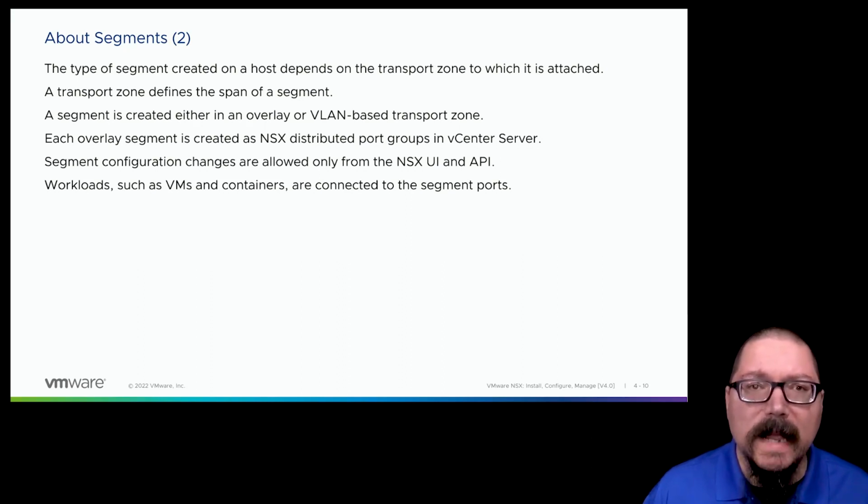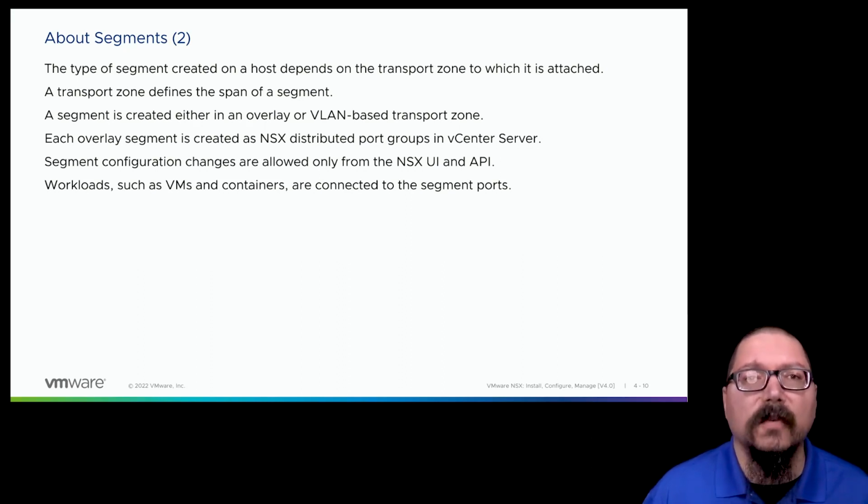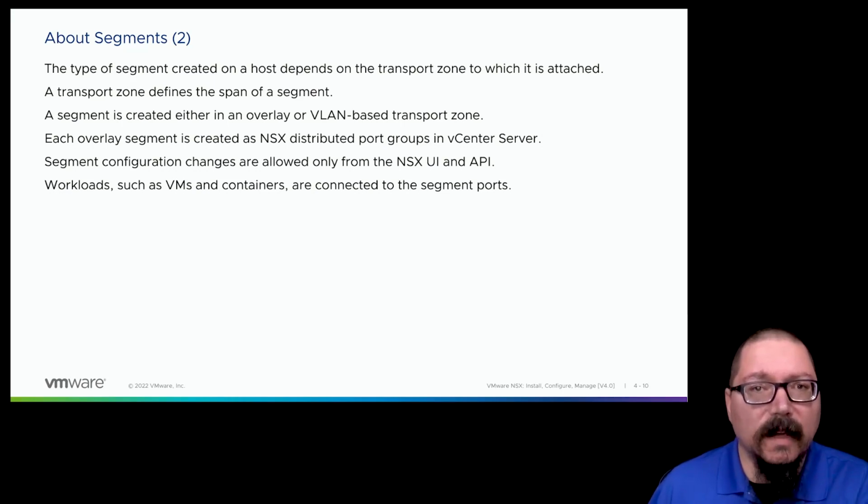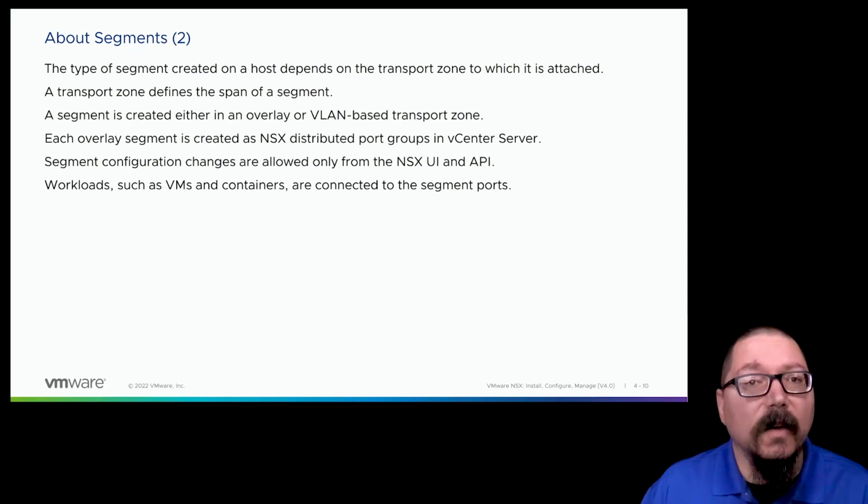Now, we're going to make that determination when we create the segment. We'll see when we talk about configuring our segments how we can associate a segment with a transport zone, and that transport zone association is going to define whether that segment's going to be a VLAN or an overlay segment.